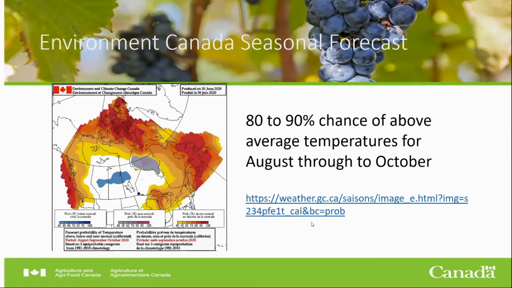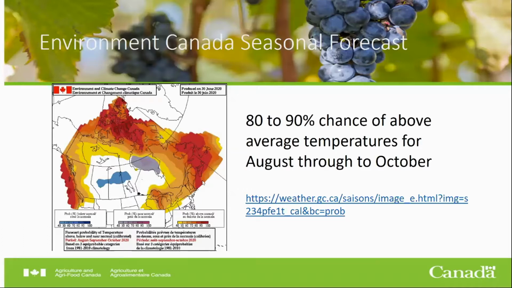And kind of where are we going from here? I borrowed this from Environment Canada, picked this off their modeling site today. So Nova Scotia is right over here if you're having trouble reading this. And that deep color red over Nova Scotia indicates 80 to 90% chance of average or above average temperatures for August through October. So that's the rest of our growing season when you think about it.